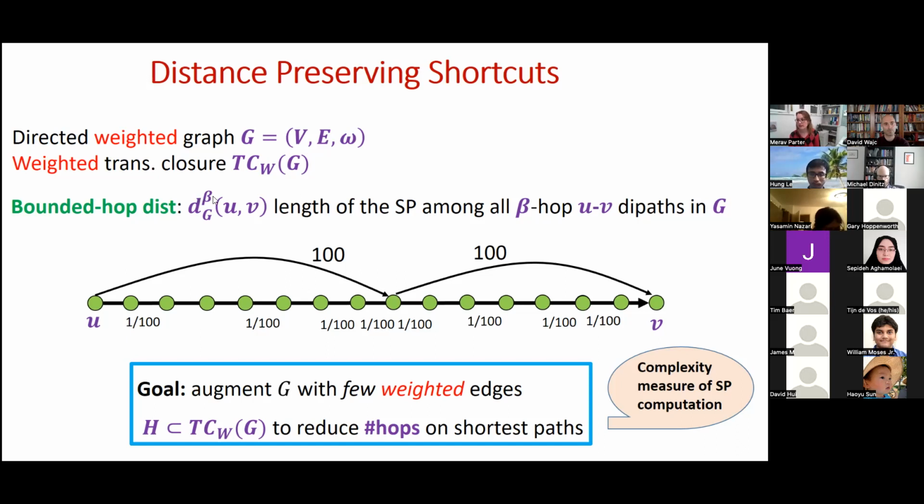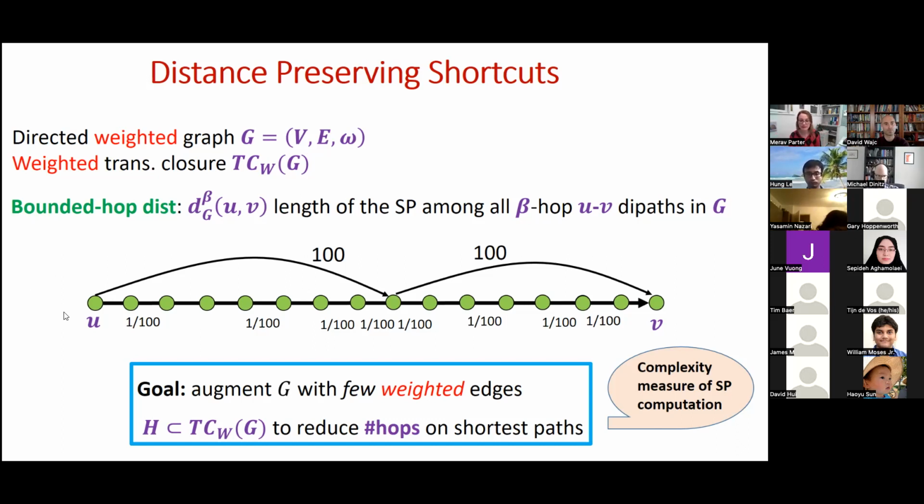So for a given parameter beta, the bounded hop distance between U and V is defined as follows. You look at all the U to V paths with at most beta edges. We call these edges hops. You restrict attention only to that, and you take the shortest one. The length of the shortest one is the d beta G UV. So you restrict attention only to paths with at most beta edges.